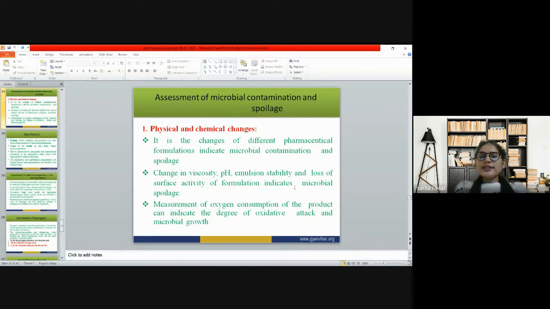The first thing is physical and chemical changes. These are the changes of different pharmaceutical formulations due to microbial contamination and spoilage, including change in viscosity, pH, emulsion stability, and loss of surface activity of formulations. Index of microbial spoilage: measurement of oxygen composition of the product, which can also indicate the degree of oxidative attack and microbial growth.